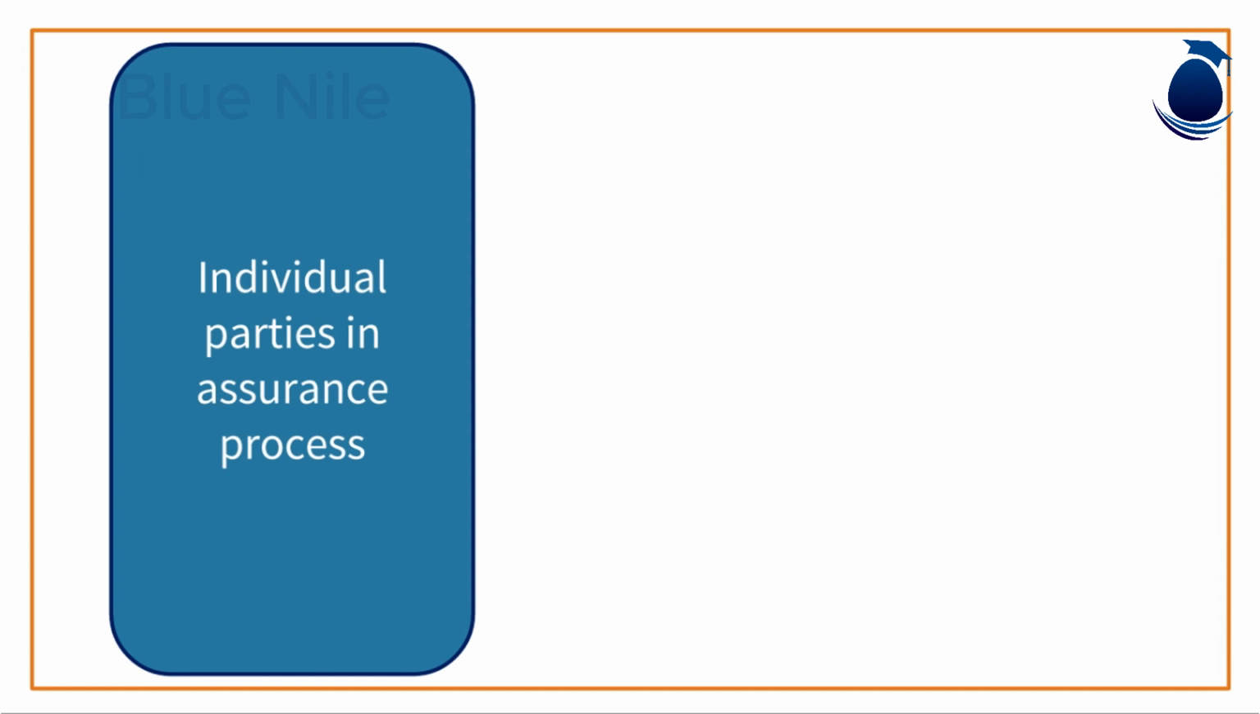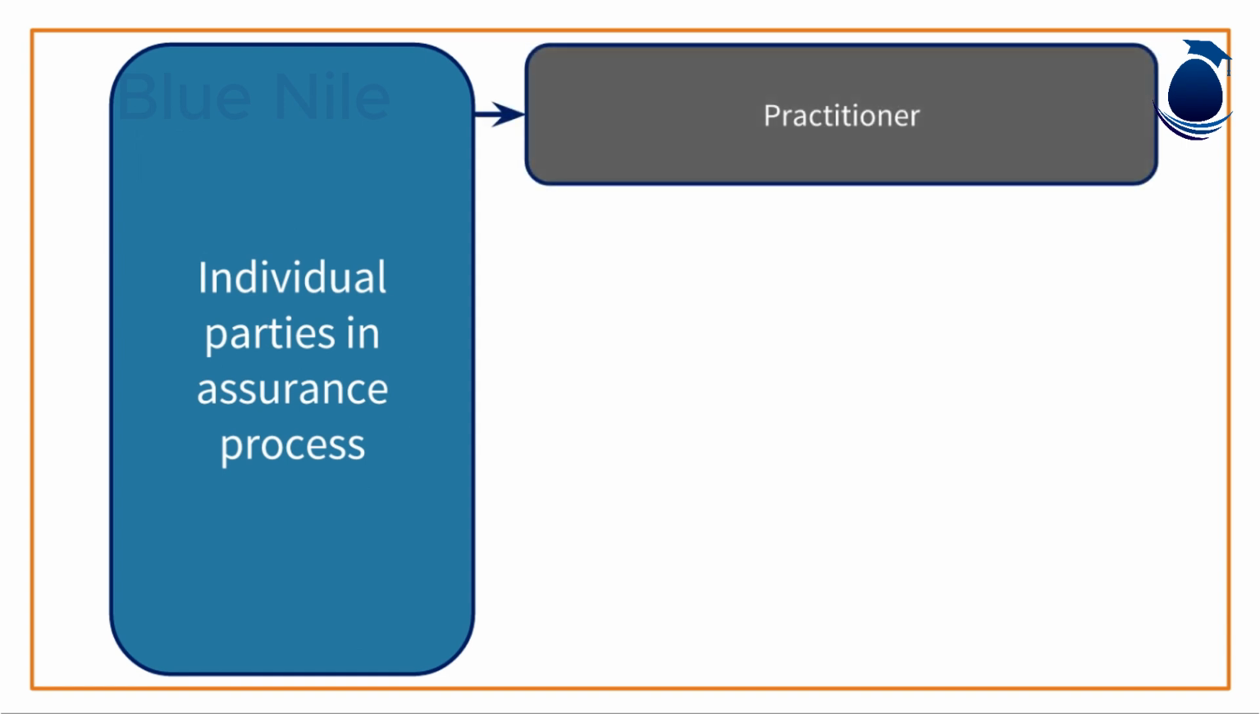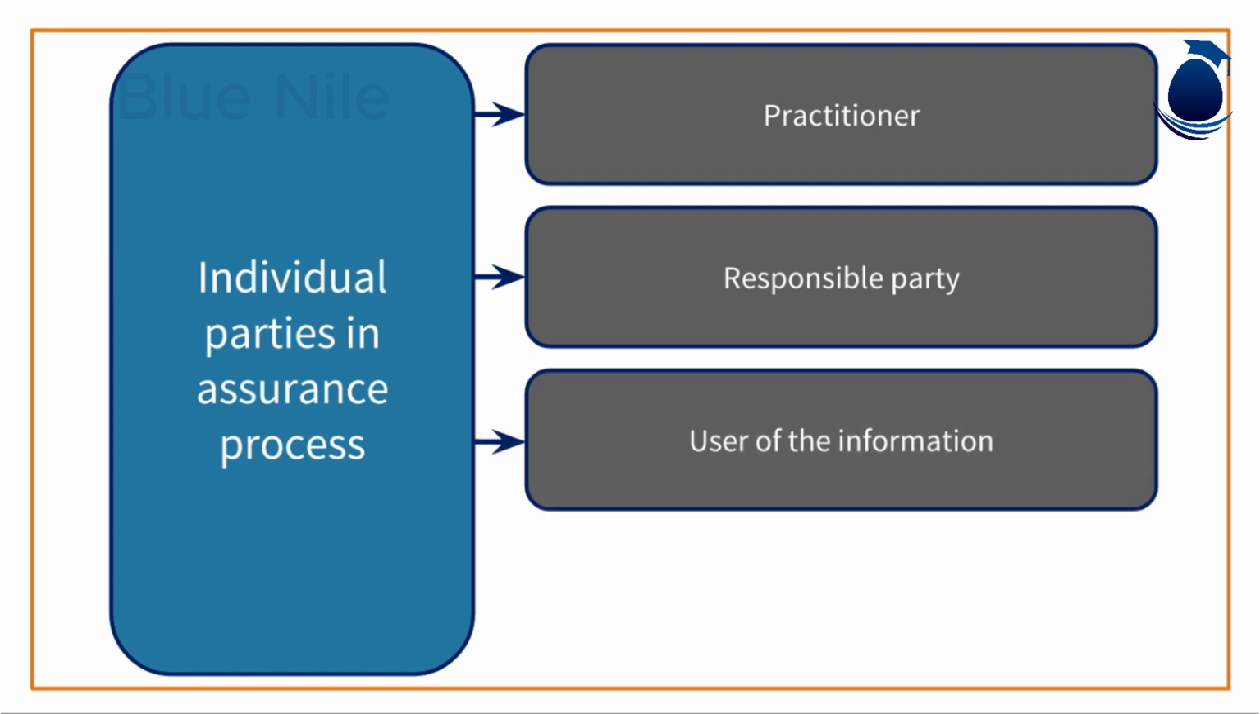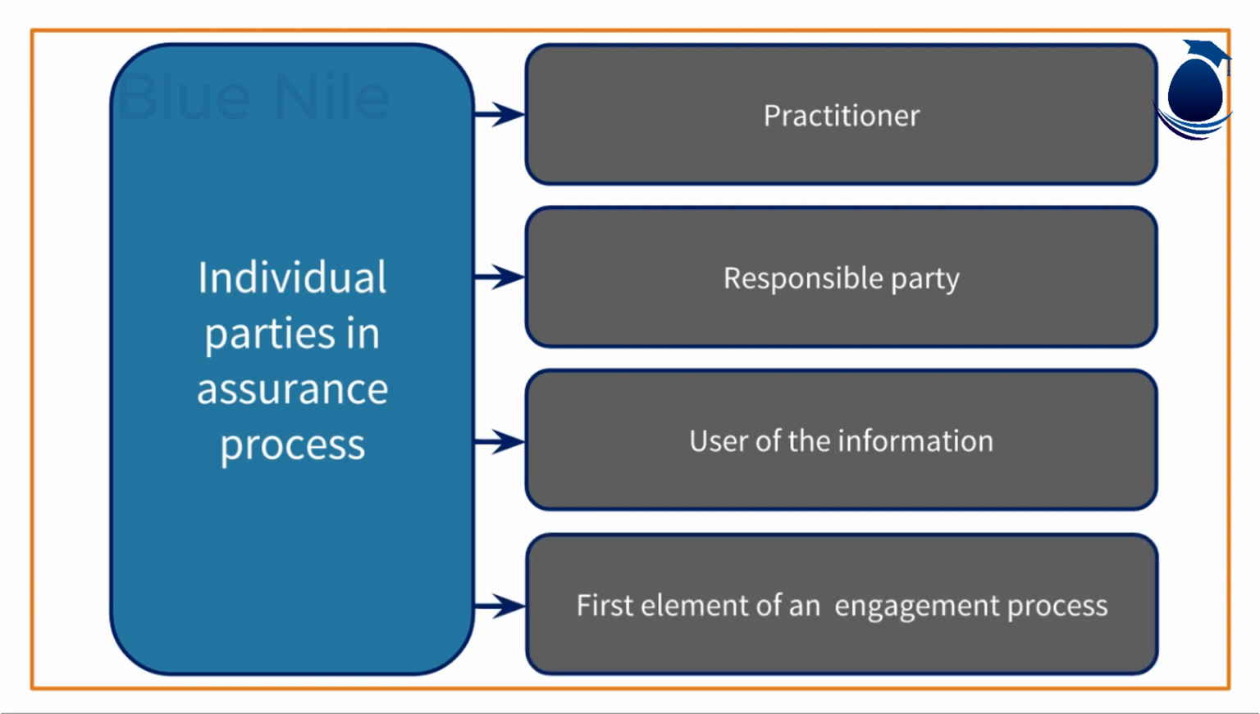Here we can see the individual parties involved in the assurance process. There is a practitioner, who is the party that reviews and forms the opinion, for example, the external auditor. There is a responsible party who prepared the information being reviewed, for example, the directors. And there is the user of the information who may need to base decisions on what is being presented, for example, the shareholders. These three parties involved are our first element of the engagement process.